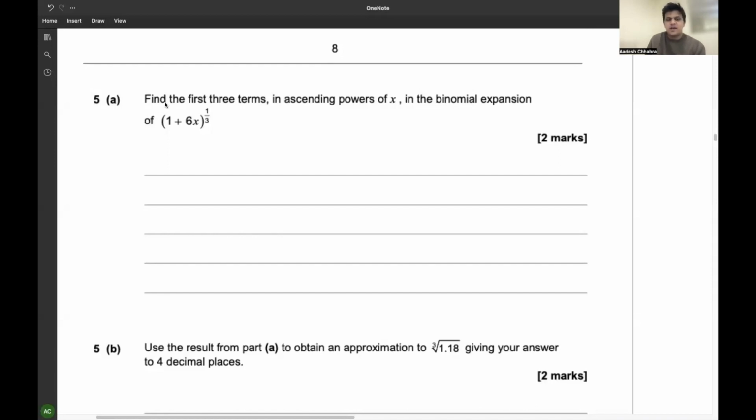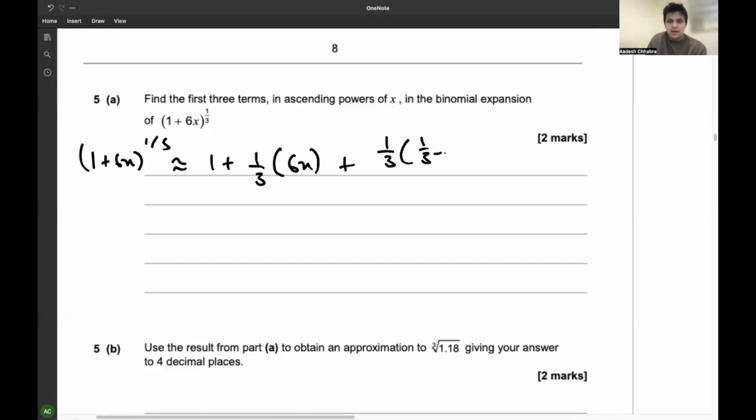So for question 5a, we've been asked to find the first 3 terms in ascending powers of x in the binomial expansion of 1 plus 6x to the third. So this is just going to be as follows. So 1 plus 6x to the power a third can be approximated to 1 plus n, which is 1 third, times b, which is 6x, plus n times n minus 1 upon 2 factorial times b squared, which is just 6x whole squared. Go ahead and simplify this. We get 1 plus 2x minus 4x squared. Hence solving this question.